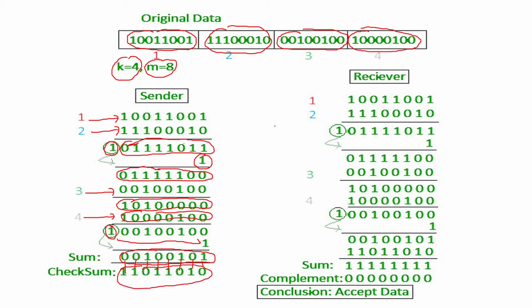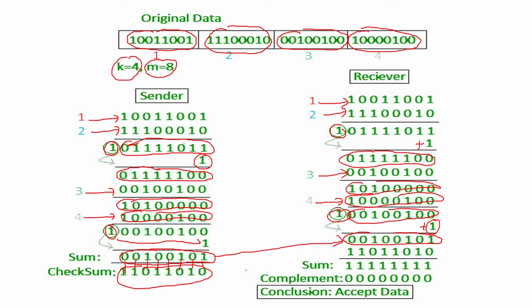Now at the receiver, you do the same procedure. You take the first data and add it to the second data. There will be a carry 1 here that will be added here. That sum will be added with your third set of data, and then you get this sum. That will be added with your fourth set of data. Then you will get a sum here with a carry, and that carry will be added here. Then you will get this sum, as we have got it here. Then you complement it, and you will get this sum here.